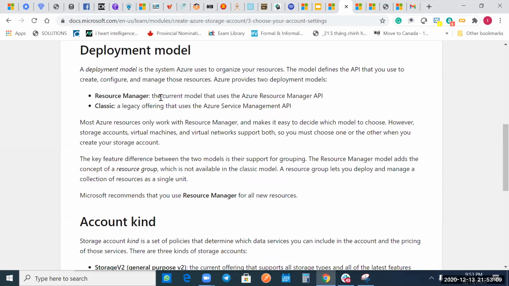Resource management is the current model that uses Azure Resource Manager, and this is the default. Most of the Azure resources will work with Resource Manager. So in the exam, if you are tested and you're not sure of the answer, then the default you should go for is Resource Manager.